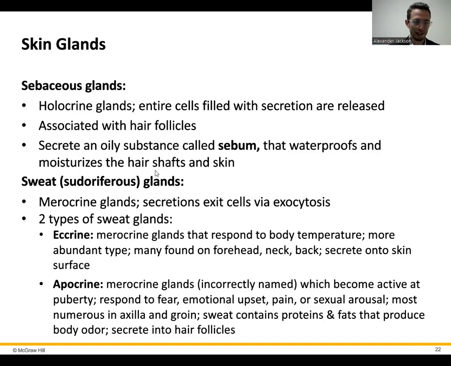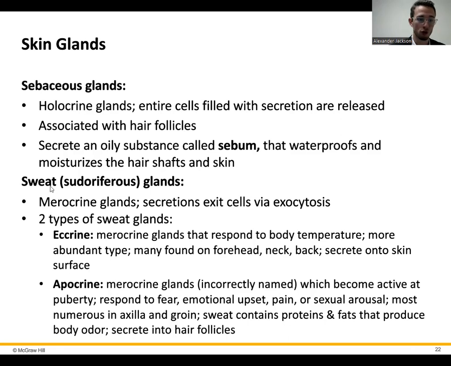And then you've got sweat glands. These are merocrine glands, because the cells just release fluid from themselves, whereas the sebaceous glands are holocrine glands. That means the cells themselves pop off and blow up and release all of their secretions. So it's just a little different in how they're released. I don't really care that you memorize that by any means, but it's the difference between holocrine and merocrine.